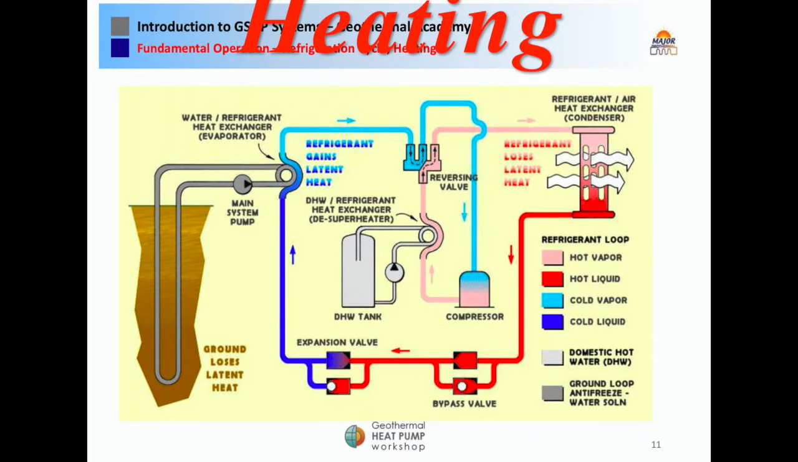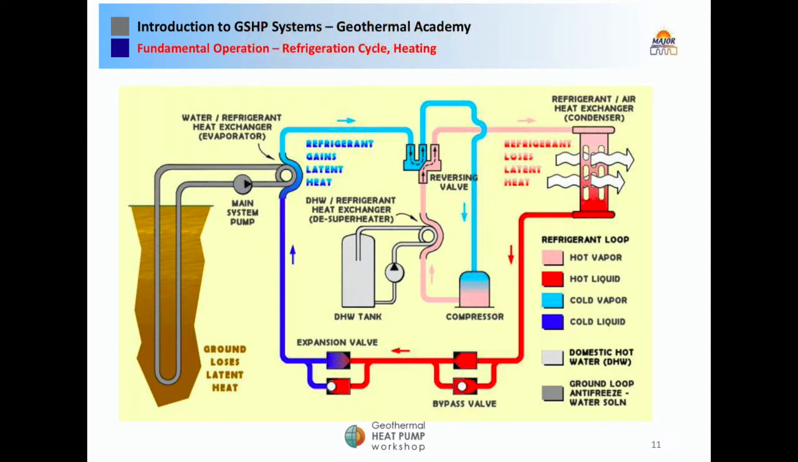Let's start where the fluid enters the building and goes through the heat exchanger, where the cold liquid refrigerant gets changed to a cold vapor. The cold vapor is then heated in the compressor, where it becomes a hot vapor. Please disregard the DHW tank in this illustration. We have a separate electric hot water heater at the fellowship.